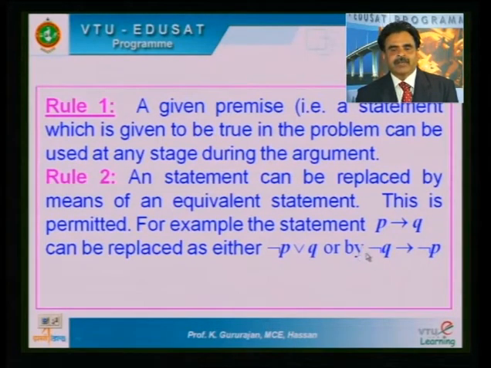Now the second statement is what? P implies Q is equivalent to negation Q implying negation P. This is the contrapositive property. So we can even replace P implies Q by negation Q implying negation P. This is rule number two, that is replacement of a formula by means of an equivalent one.